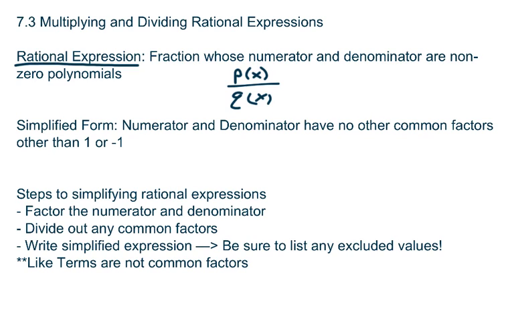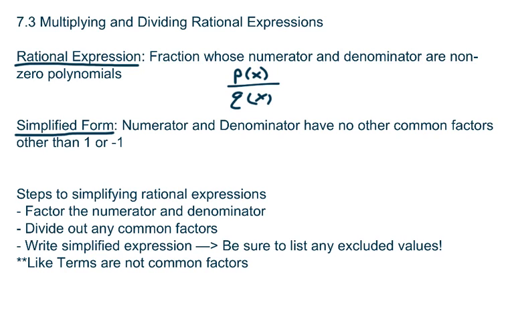The goal of this video is to write these rational expressions in simplified form. And what simplified form means is that the numerator and denominator have no other common factors other than 1 or negative 1. Okay, and here are your steps.